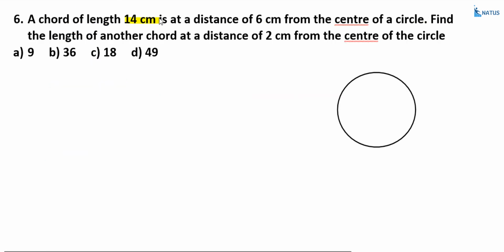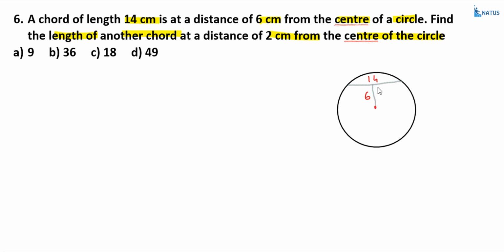A chord of length 14 centimeters at a distance of 6 centimeters from the center of a circle. Find the length of another chord at a distance of 2 centimeters from the center of the circle. See, suppose this is the center. Now, one chord is like this. And what is the length? This is equal to 14 centimeters. And what is the distance from the center to this point? That is equal to 6 centimeters.